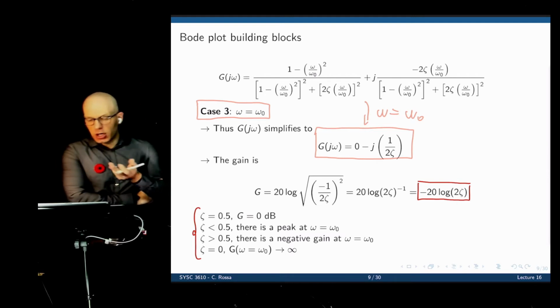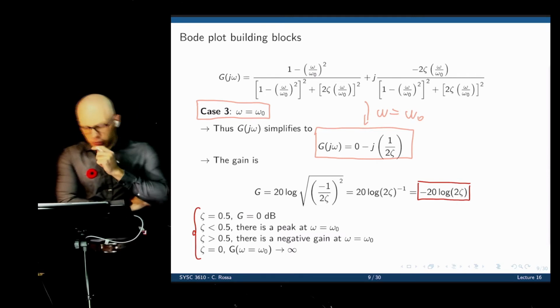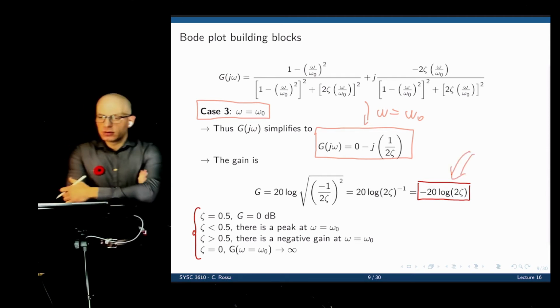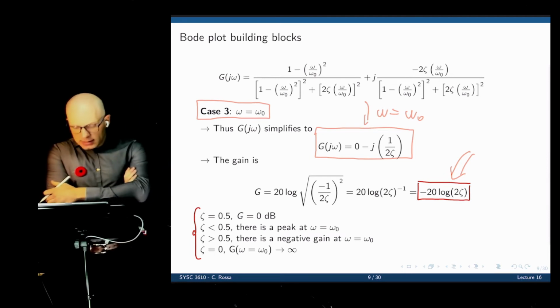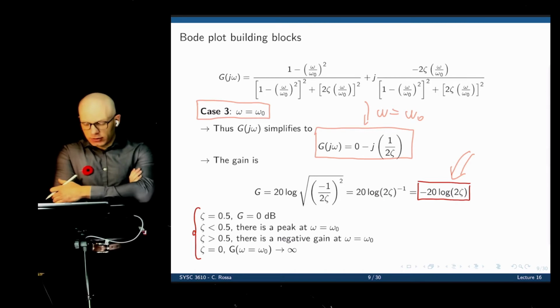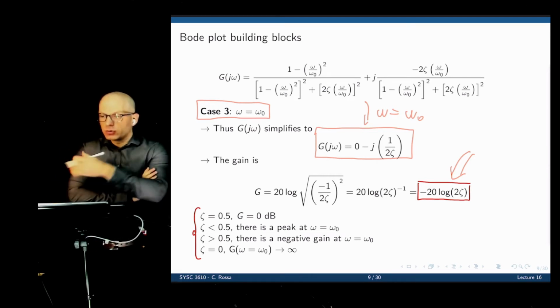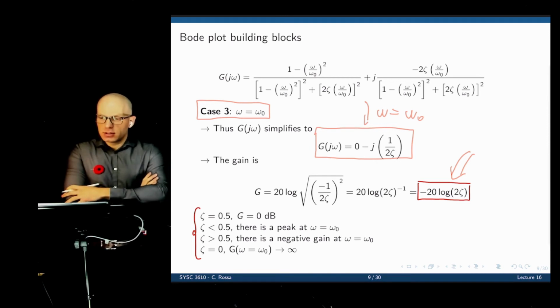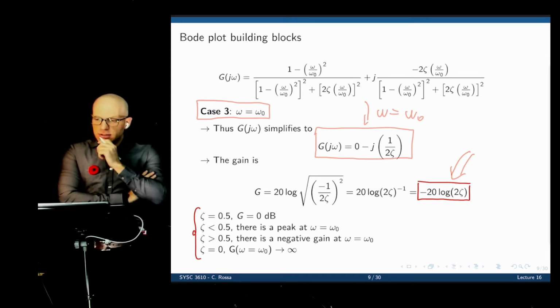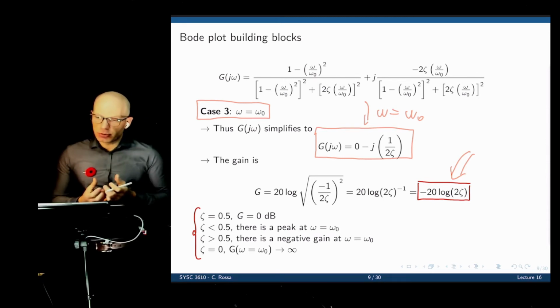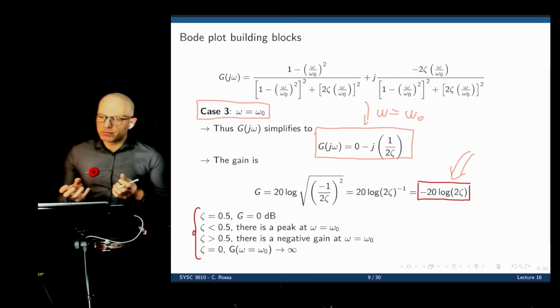We can now do 20 log of the square plus the real part squared, and this is what we get. We get something that is now a function of the damping ratio. At omega equals omega 0, the magnitude of the transfer function is negative 20 log of 2 zeta, the damping ratio. So now, depending on the value of the damping ratio, we'll see a bump or a decay at this specific frequency. When zeta is precisely 0.5, we have 2 times 0.5, that's 1, and 20 log of 1 is 0. So when zeta is 0.5, at the cutoff frequency, we have 0 dB.